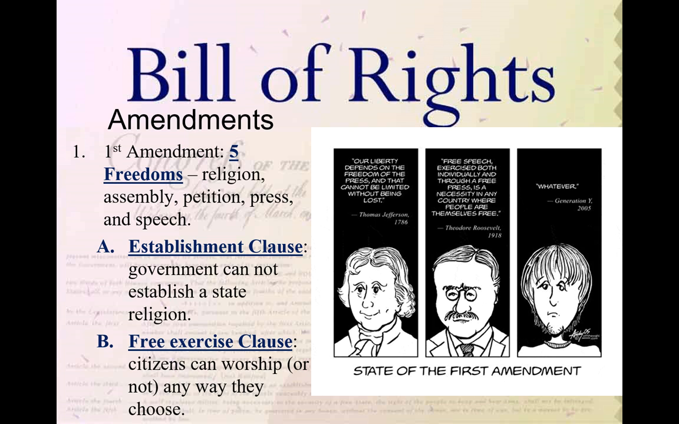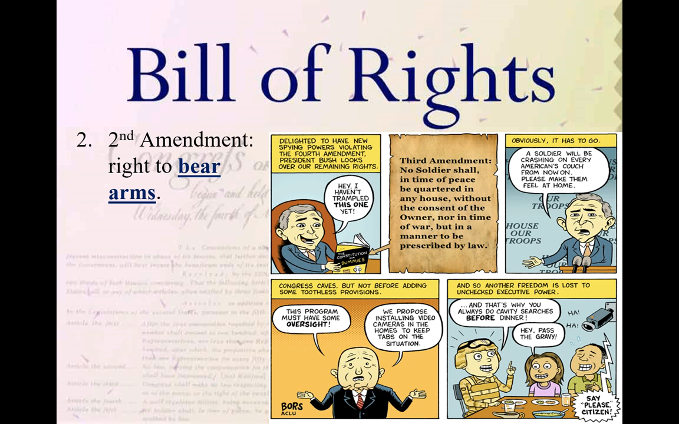Think about how much religious diversity there was in the middle colonies that have now become those middle states, and why it would be important to have an establishment clause to prohibit the government from making an official religion. And also the Free Exercise Clause, which just says a citizen can worship or not worship any way they choose. The next one, the Second Amendment, is the right to bear arms.